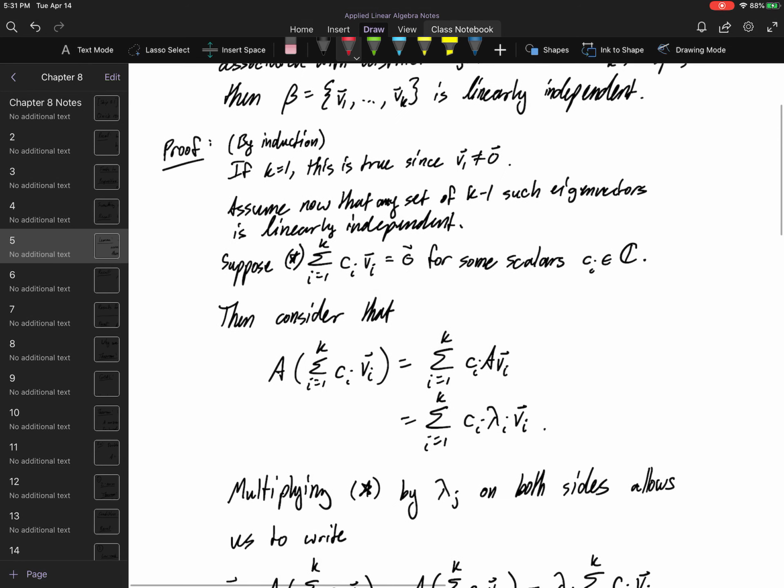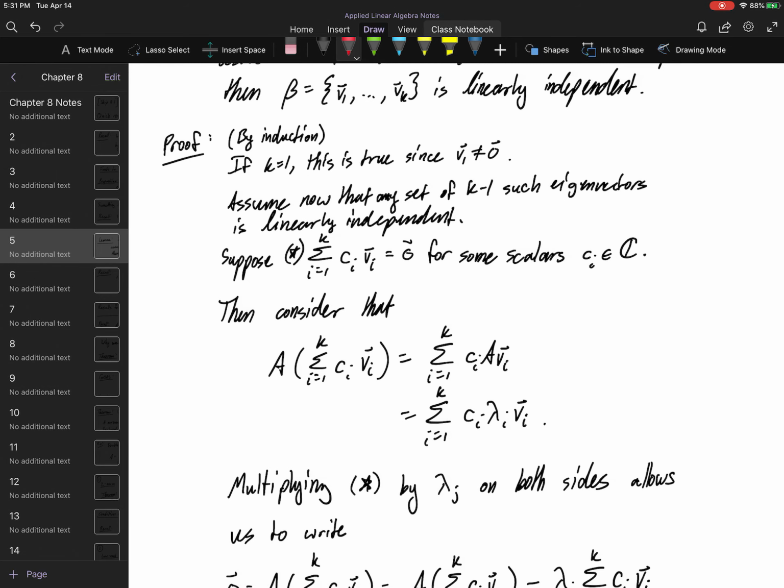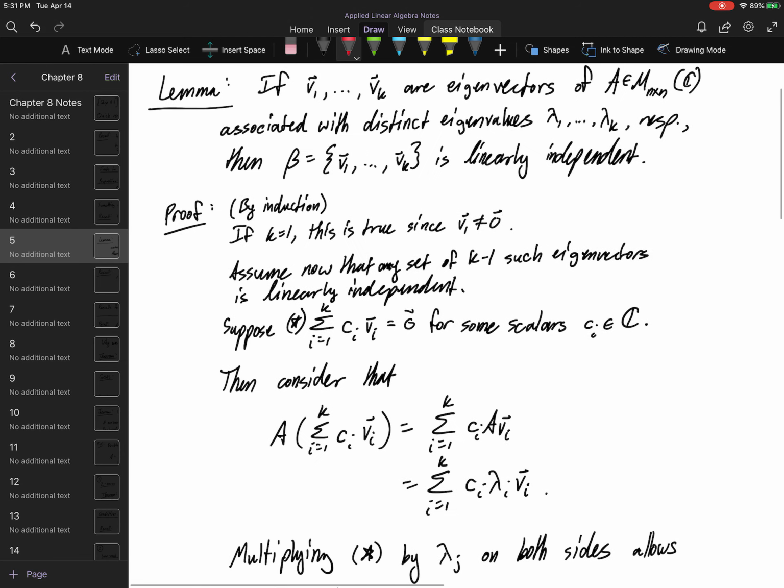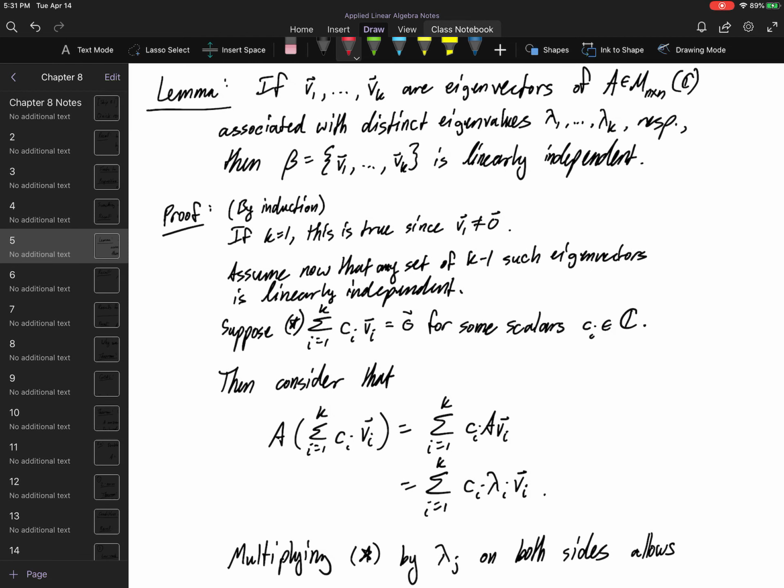So suppose we try to create the zero linear combination for some scalars, and we're going to say right now this is in an algebraically closed field. So C, the complex numbers, is a great place for this to hold up, because this result actually does work for complex eigenvalues and eigenvectors as well. So suppose that we have some zero linear combination. We're going to try to show that all the c_i scalars are zero. That will show independence.